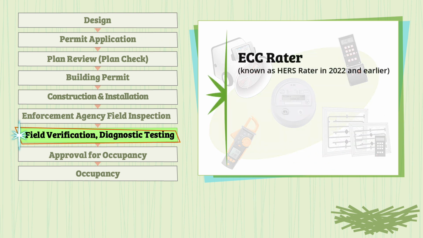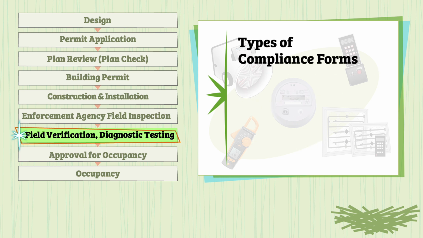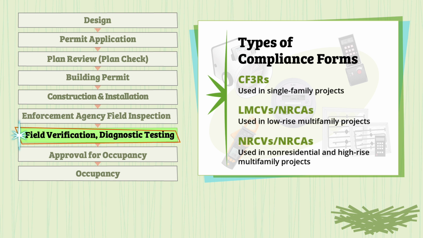Depending on the scope of work and occupancy type, this testing could be performed by an ECC or Energy Code Compliance Rater, an acceptance test technician, or in some cases the installing contractor. Compliance documentation for the project will list specifics to make this clear. Titles of the testing forms, and who is responsible for performing and documenting the testing, will vary by building type, as well as project scope. In general, required testing may involve building insulation, mechanical systems, and lighting controls.